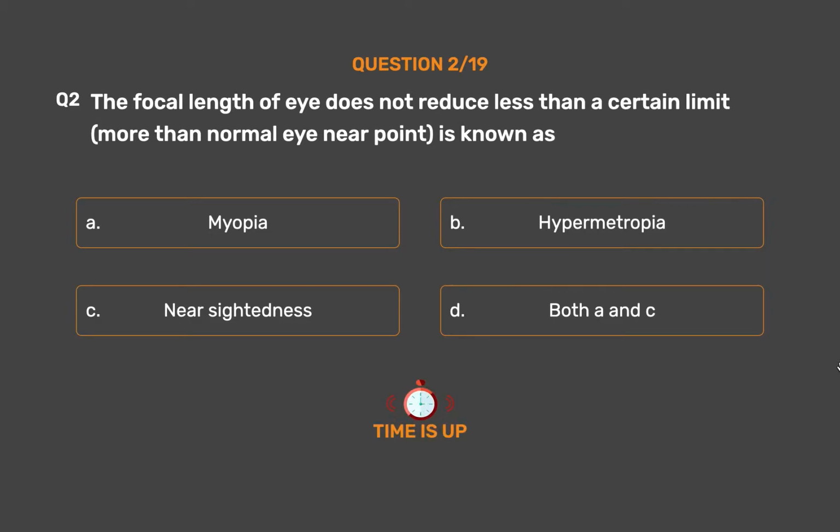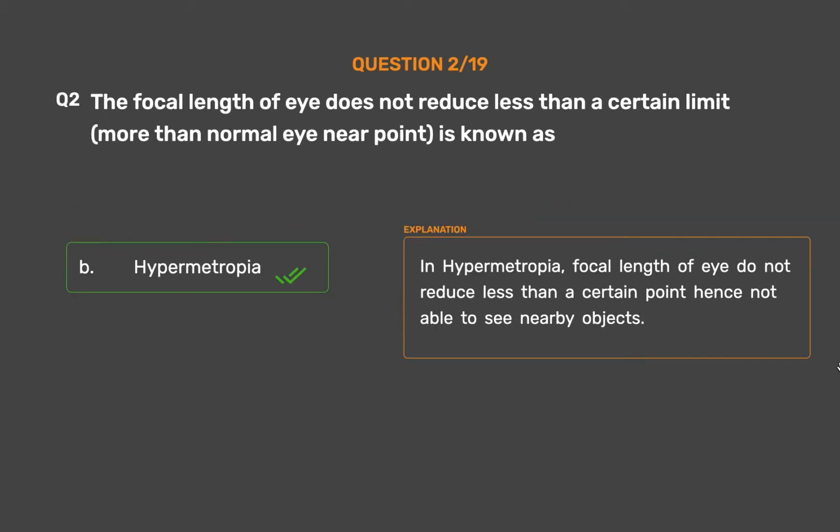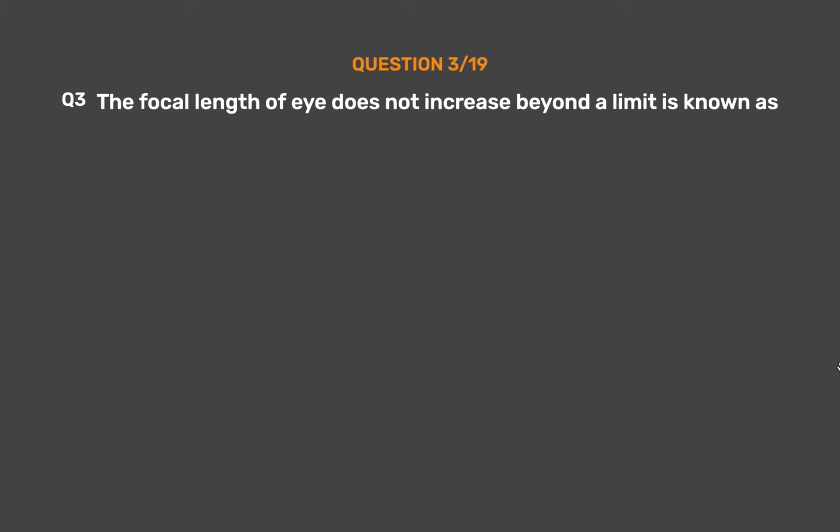The correct answer is Option B. Hypermetropia. In hypermetropia, the focal length of the eye does not reduce less than a certain point, hence the person is not able to see nearby objects. Question number 3.